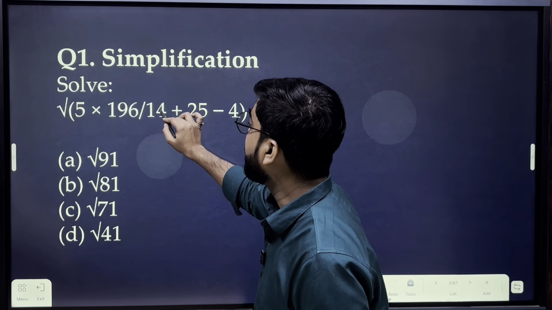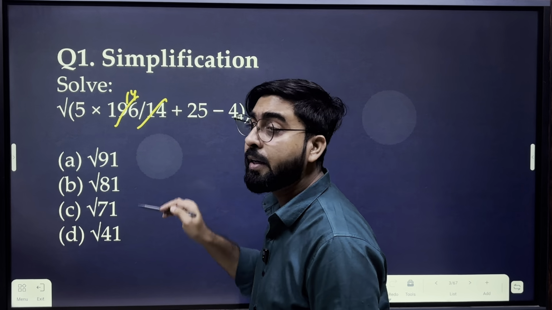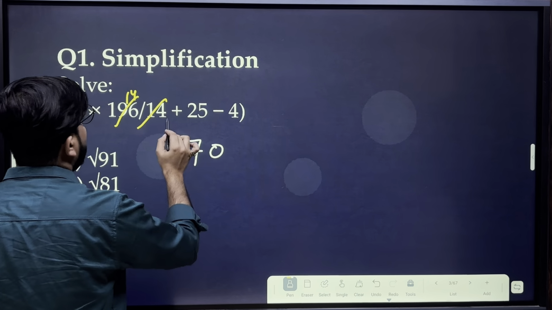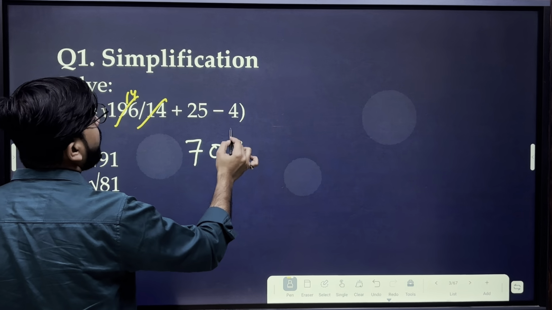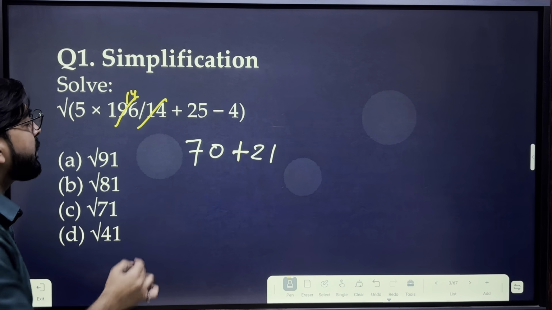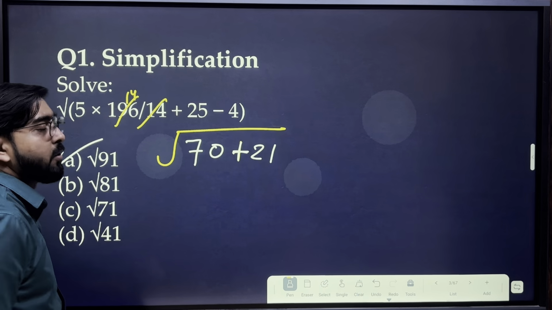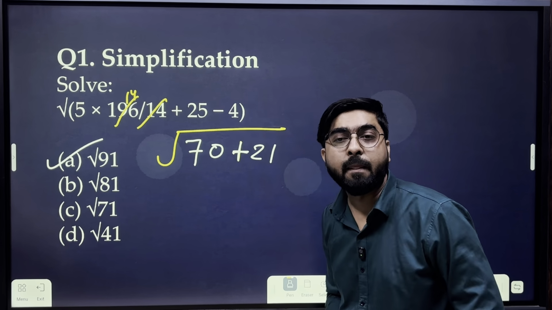Solve it. If you divide 196 by 14, you get 14. Now you have 14 into 5, that is 70, plus 25 minus 4, that is 21. If you include all that in the under root, that is under root 91. Simply, the answer to question number first is option A.